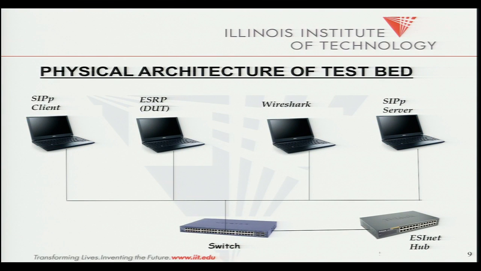So our physical architecture in a college lab would look like this. We have a switch, and we have a SIP client, the ESRP, the Wireshark, and the SIP server connected to the switch, with Wireshark capturing the traces. And we actually disconnected from the ESInet hub, which is not being shown.